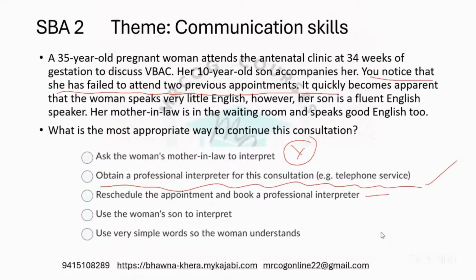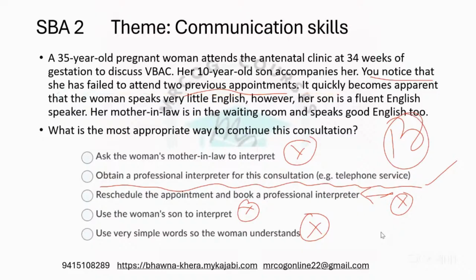C is also a good option, but the problem is the patient may miss the appointment. So for now, we are not going to pick this. The son is not a good way and simple words is not a good way. So B is the correct answer here.